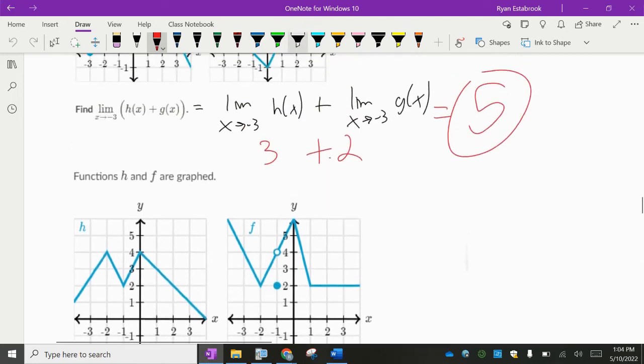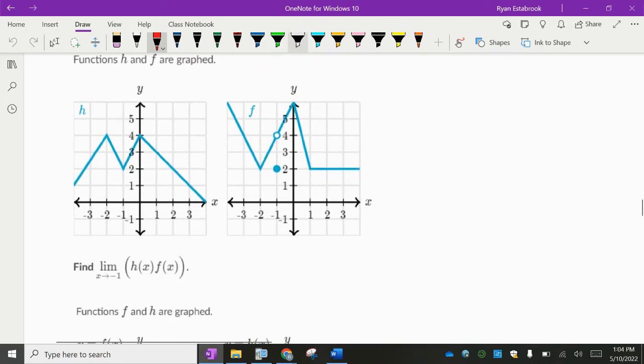x. And just like yesterday where we did a sum problem with these products, what we can say is the limit as x approaches -1 of h of x times the limit as x approaches -1 of f of x is equal to the original. So we're just going to look at them individually.